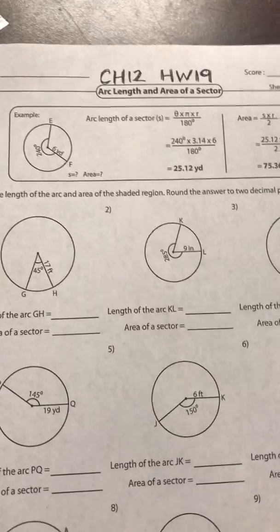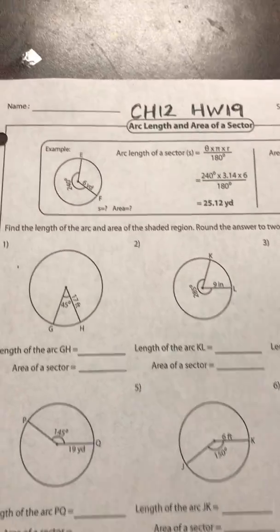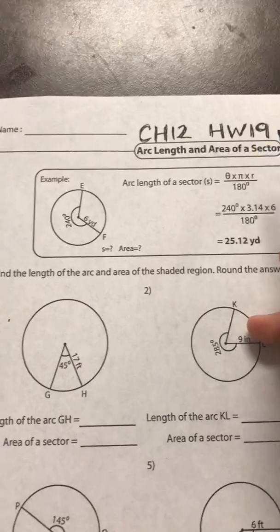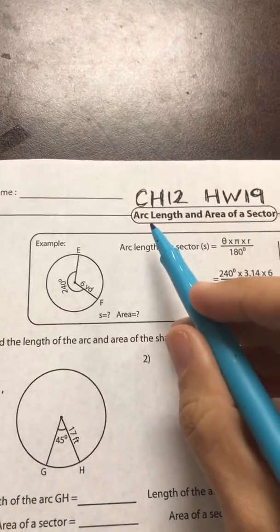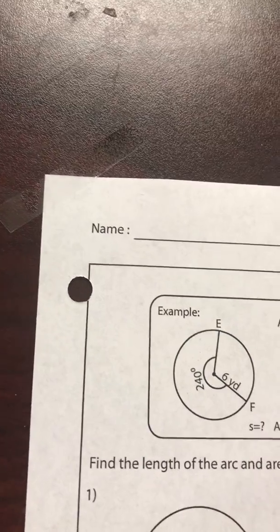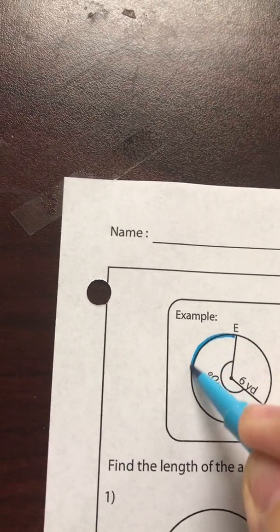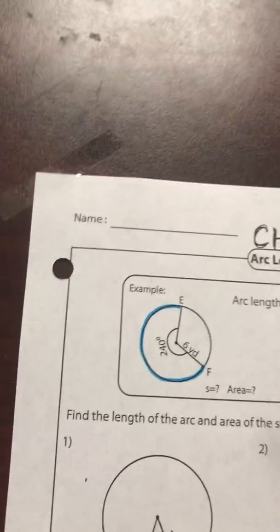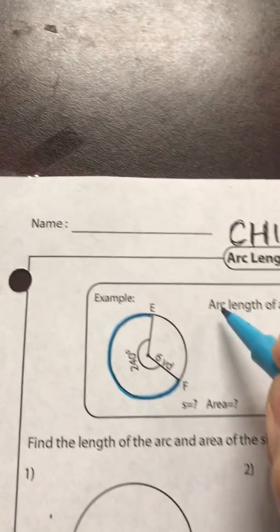Hi, welcome. We are going to find the arc length and the area of a sector. So first, let's think about what an arc length is. An arc length is a part of the whole circumference. Not the whole thing, just a part of it.